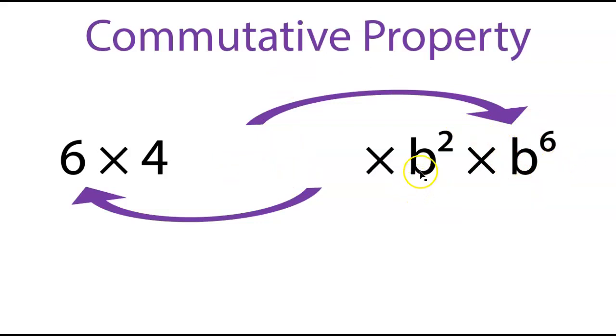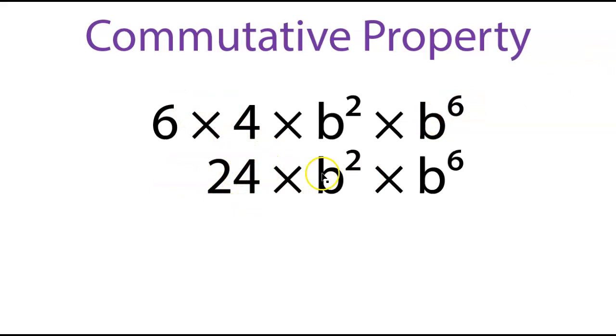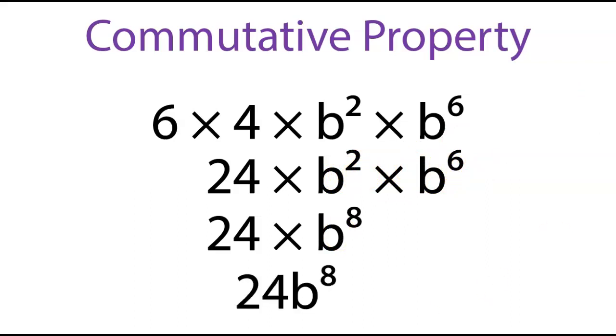And if you have different letters, different bases, your bases are going to want to commute next to each other, right? So that they can later on associate with each other, because you know that b squared times b to the 6th is going to simplify in just a minute. So what is that going to look like? Here's what we have now, 6 times 4 times b squared times b to the 6th. And we're going to get 24 times b squared times b to the 6th, which simplifies to 24 times b to the 8th, right? So b squared times b to the 6th is b to the 8th. And that's just the same as 24b to the 8th.